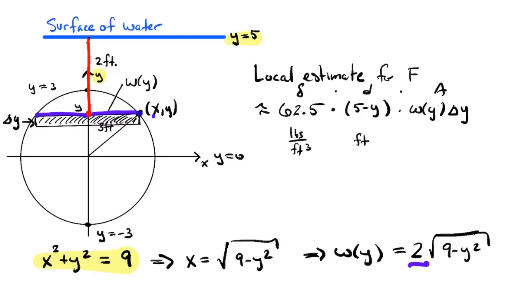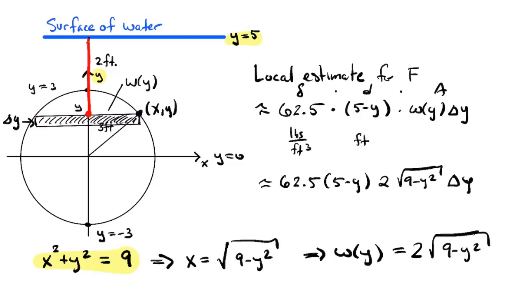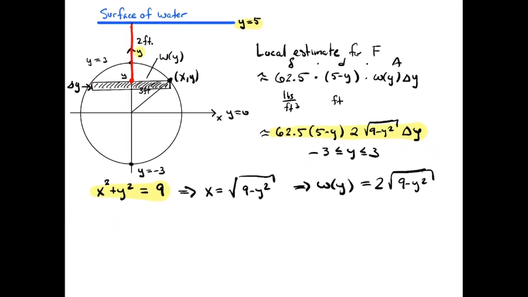All right, so we can drop that into our local estimate above. We have 62.5 times 5 minus y times this thing we just found, 2 times the square root of 9 minus y squared, delta y. That's our local estimate. What are our limits of integration? Well, what range does y go between for points in this surface? The lowest value of y is down here at -3. The biggest value is up here at +3. So this local estimate is valid for y between -3 and 3. And that should be enough information for us to write the integral down.